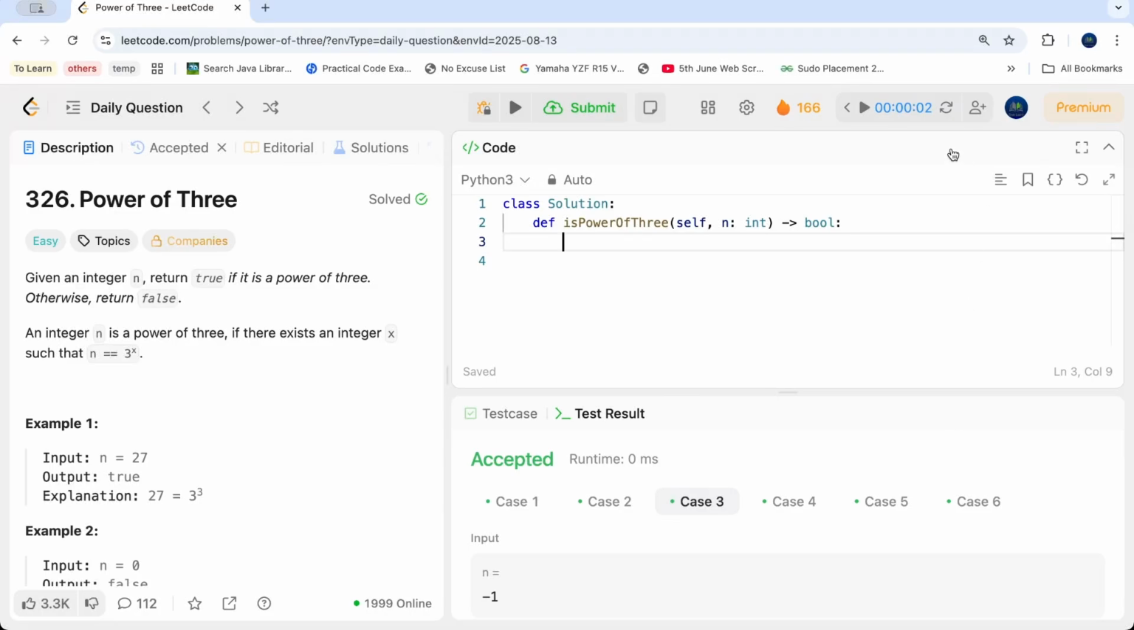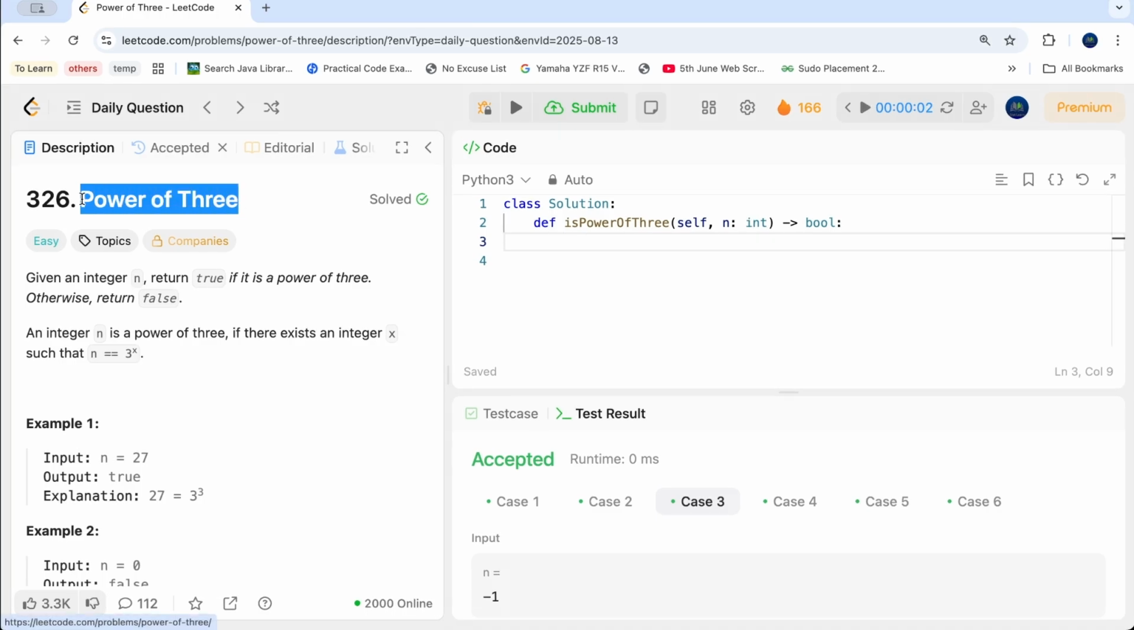In this video, we are going to solve the Leetcode problem of the day, power of 3. Now, we are going to solve this particular problem in different methods using different logics, and each logic is going to teach you something. First of all, let's go through the question.